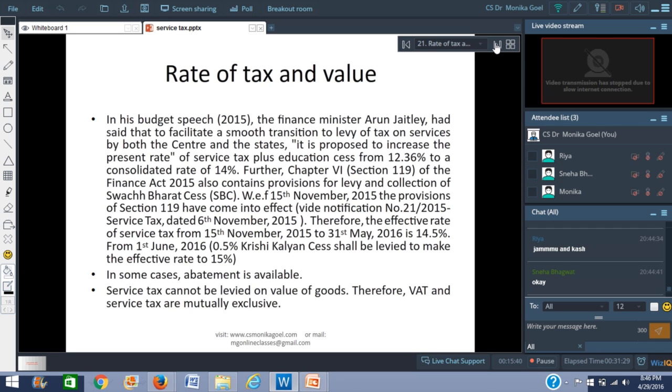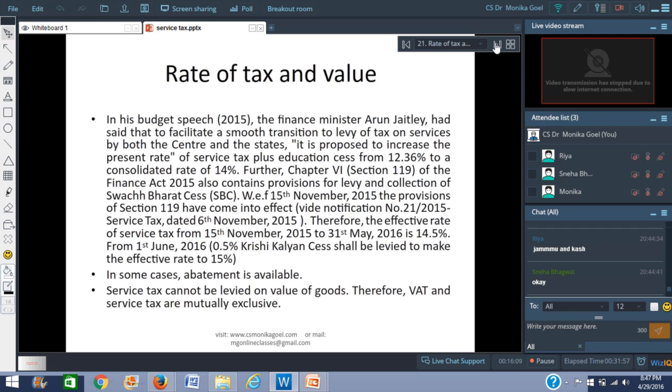If it is after 15th November, you have to make the calculations at the rate of 14.5%, including Swachh Bharat cess. And if nothing is given, then please mention a small note under your answer that it is assumed that the services were provided after 15th November 2015, and that is why the rate which we are taking for calculation is 14.5%. I would be doing most of my questions with you at the rate of 14.5% only, right?